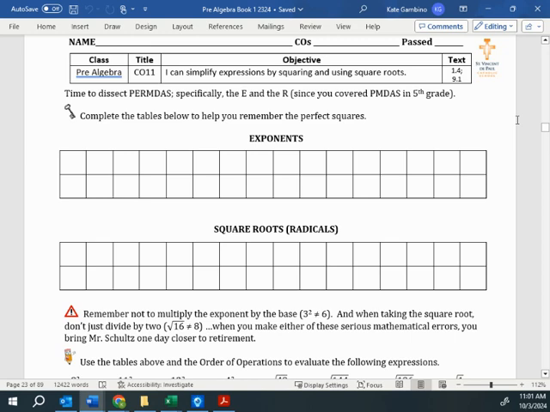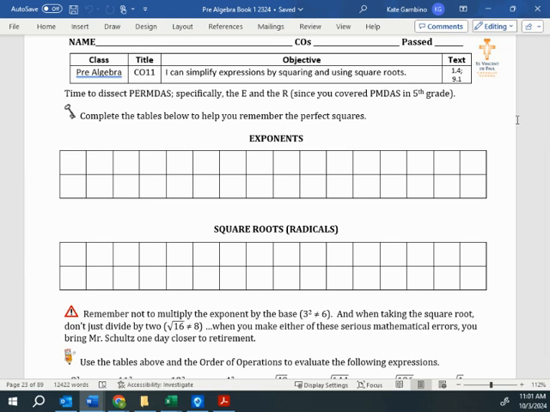Good morning. Today we are continuing on the Co11. I can simplify expressions by squaring and using square roots. Before, we saw there were a couple of problems with squaring, with the base and the exponent of 2, and I talked about how that works. Now we have the objective that's really going to make us practice it to make sure we understand it completely.